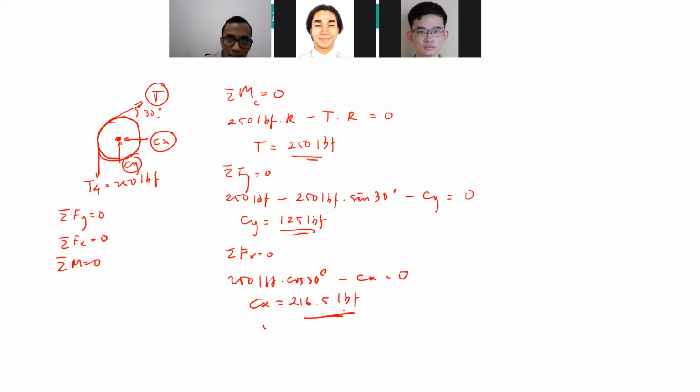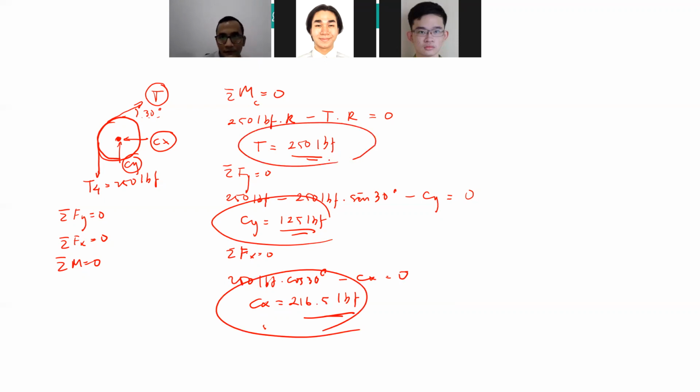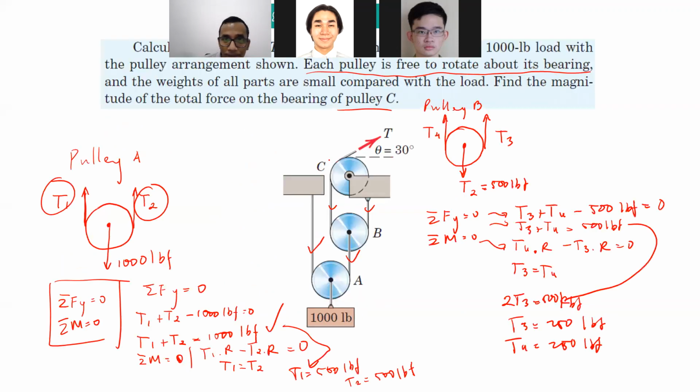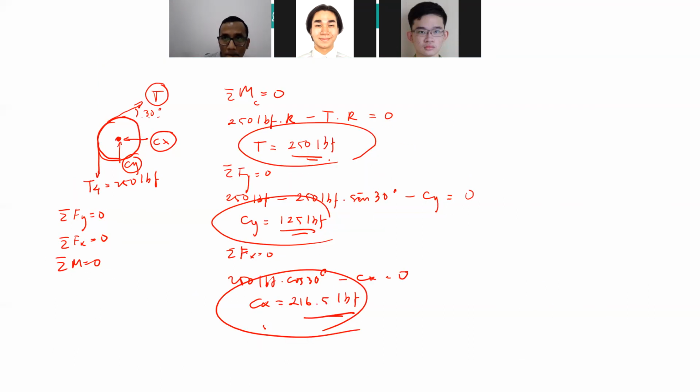So the forces acting at C are Cy and Cx, and the tension there is supposed to be 250 lbf. Okay, do you get it, Mario? Supposed to be okay for you right now, right? Hello, Mario? Yes. Okay, good. Anyone here want to ask a question about this?